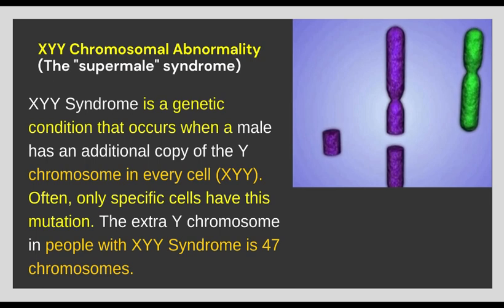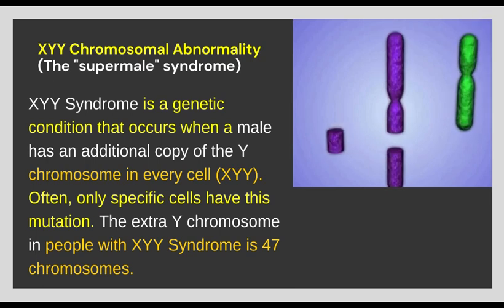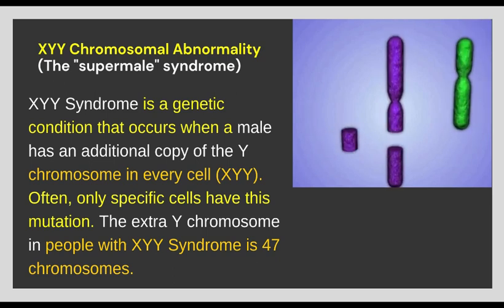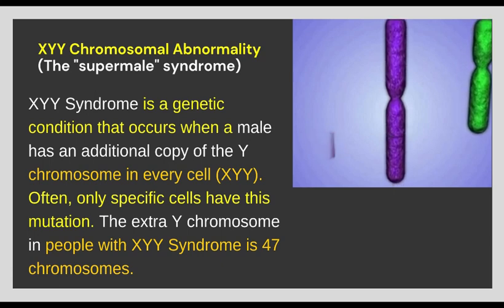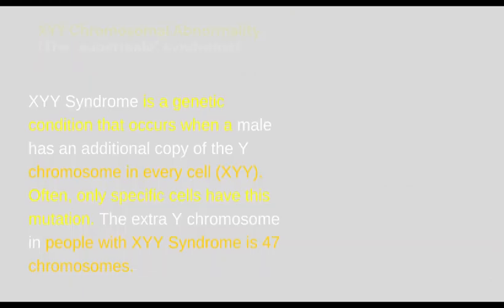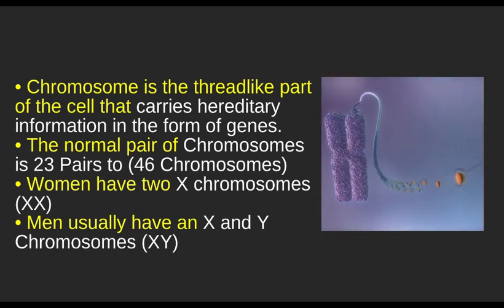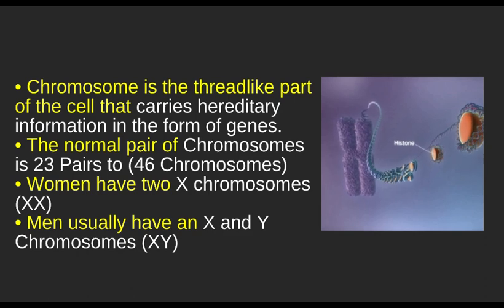And lastly, is the chromosomal abnormality. XYY chromosomal abnormality, the supermale syndrome. XYY syndrome is a genetic condition that occurs when a male has an additional copy of the Y chromosome in every cell. Often, only specific cells have this mutation. The extra Y chromosome in people with XYY syndrome makes 47 chromosomes.